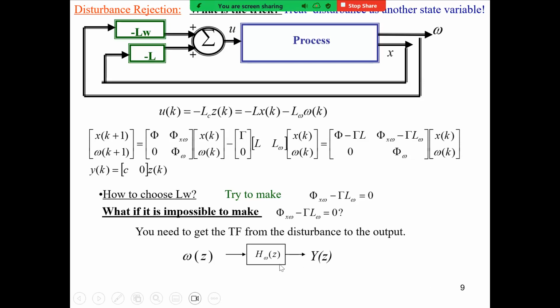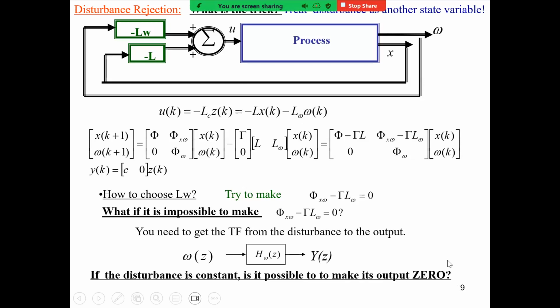By Z transform, right? You get the transfer function, and we know this transfer function, of course, will depend upon the controller gain. From that one, try to analyze how you can eliminate the disturbance. In the simple case, the disturbance is a constant. Therefore, you have a system, you have an input, right? The input is a constant. Is it possible to make the output to be 0? Yes or no? The answer is, of course, yes, right? You just make the DC gain to be 0. You choose your gain such that the DC gain is 0. That's the way to solve the problem.